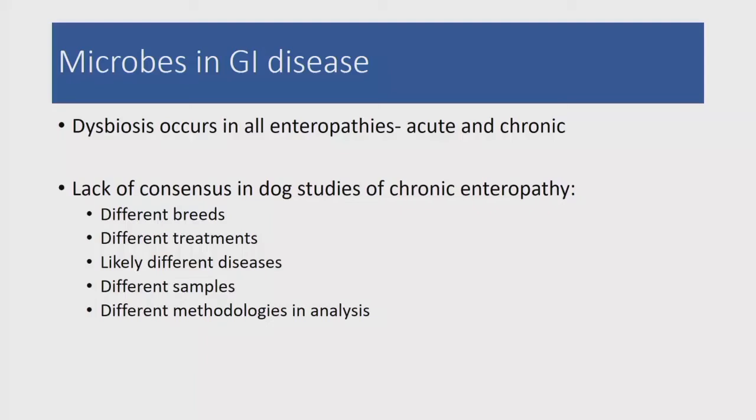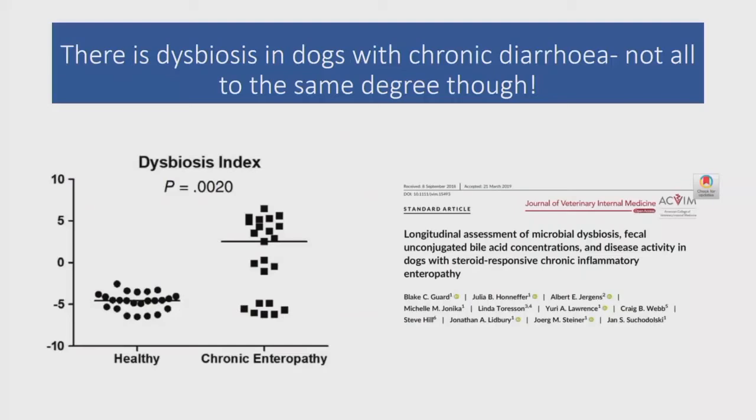So what about dysbiosis in GI disease? This is where I'm going to revert back to dogs, because the level of evidence that's out there in the human field is massive. We do know that dysbiosis occurs in all enteropathies, both acute and chronic, but there is a lack of consensus in the dog studies about chronic enteropathy. That's probably because the studies are of different breeds who likely have different diseases or different phenotypes and genotypes. The studies get different treatments, different samples, and there are also different methodologies in the analysis. But we do again know that there is a dysbiosis.